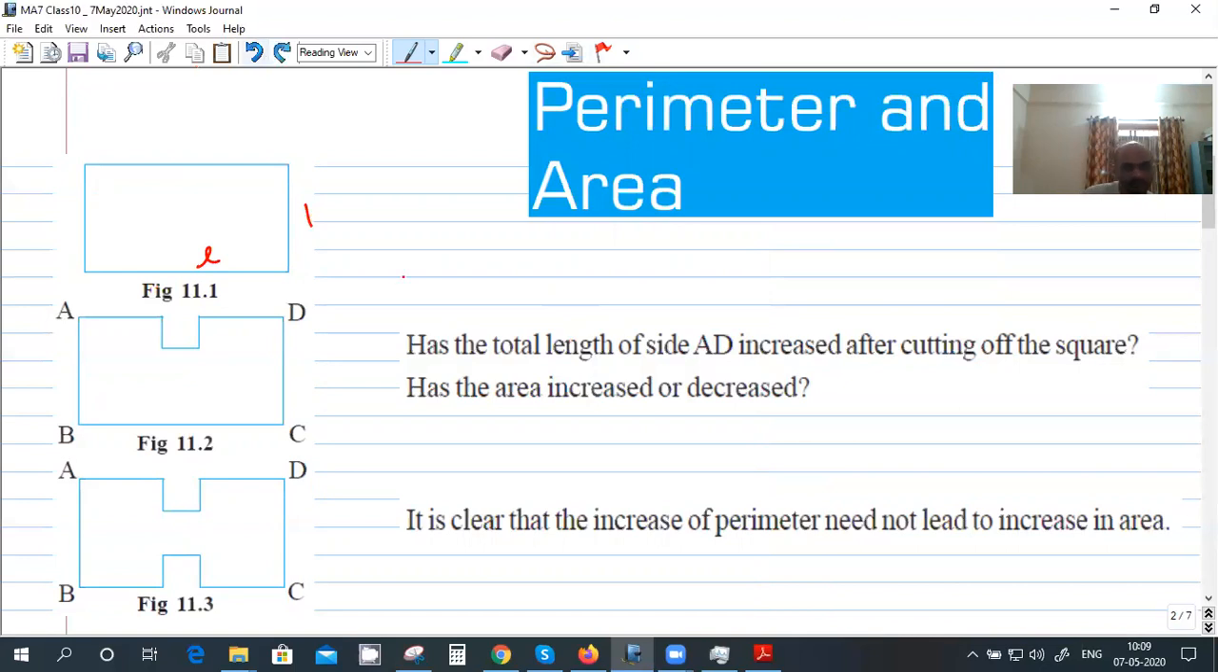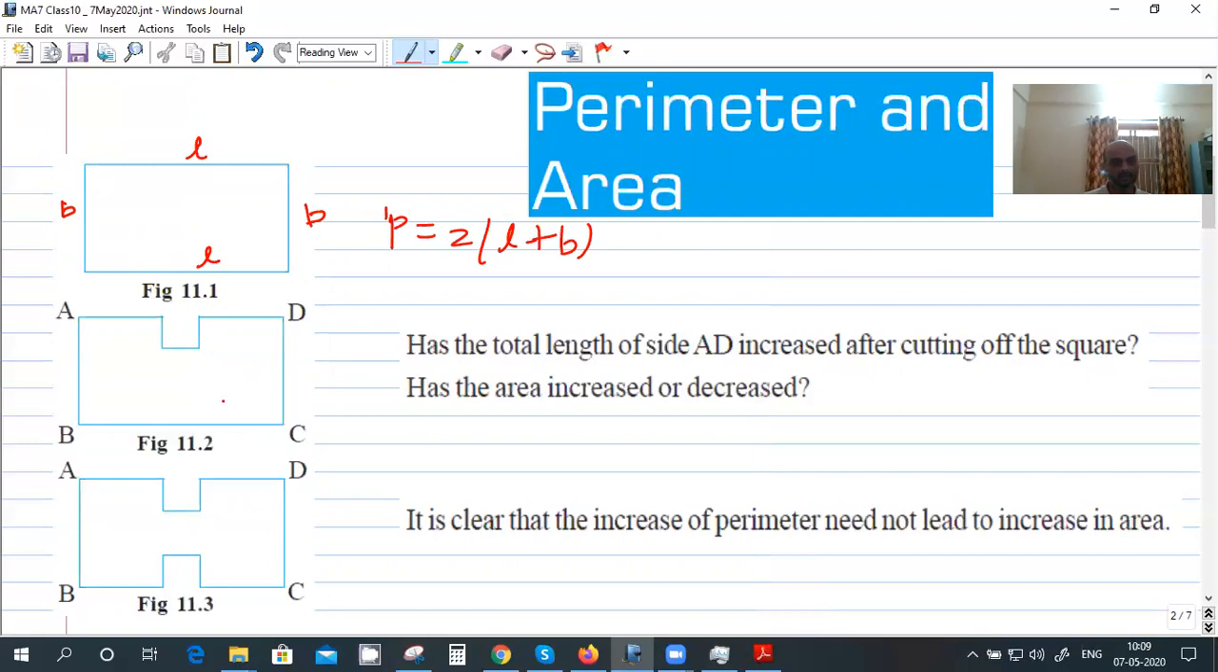2 into (L plus B). How do you get this formula? This is the second L, right? Yes, sir. This is one more B. So you just have to add L plus B plus L plus B. So you get 2 times (L plus B).